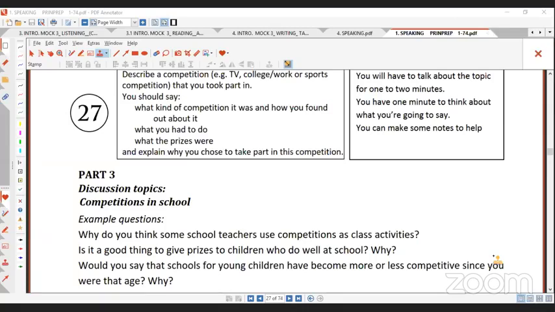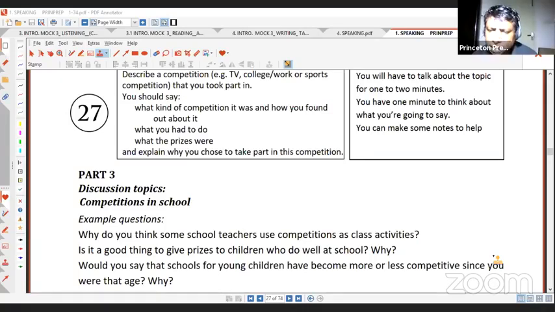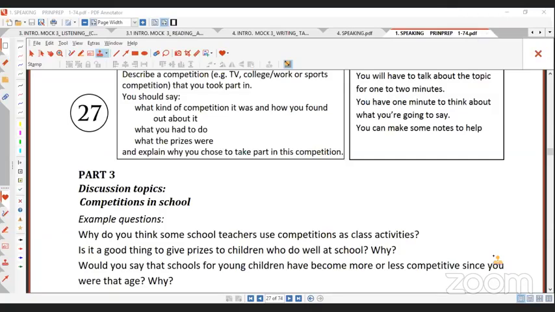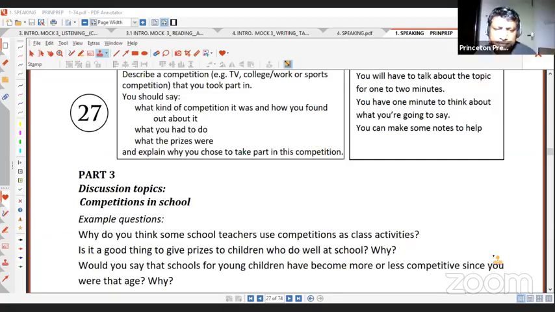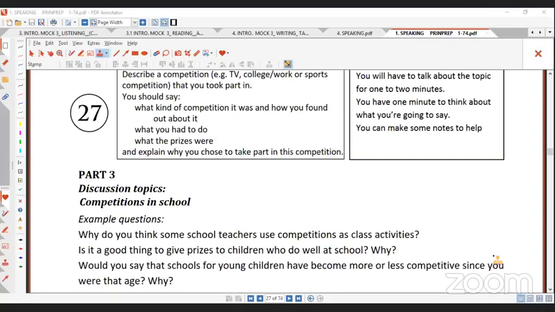Faria, would you say that schools for young children have become more or less competitive since you were at that age? Why or why not? Yes, sir. In my school life, I was also competitive, and it's a habit of every student in school life. They must be competitive, because parents make their mindset like that. You have to be competitive.